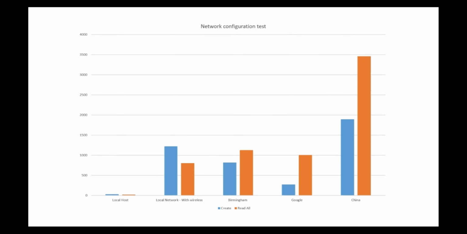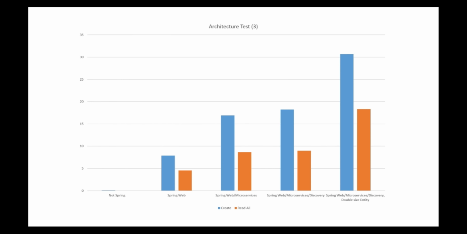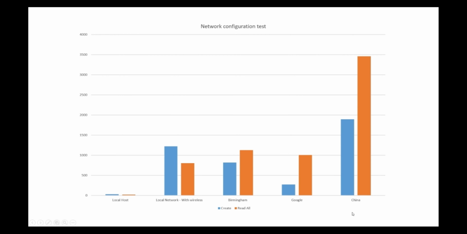Okay, now after the architecture test, we're going to take this as the baseline. So we're going to use Spring Web, microservices, we'll use a discovery server, and we'll use the double-sized entity. And that corresponds with this here. This is the localhost operation, so this is all running on one machine. They create 10,000 records and read 10,000 records.